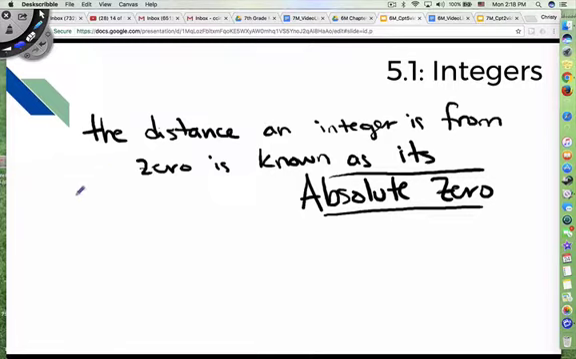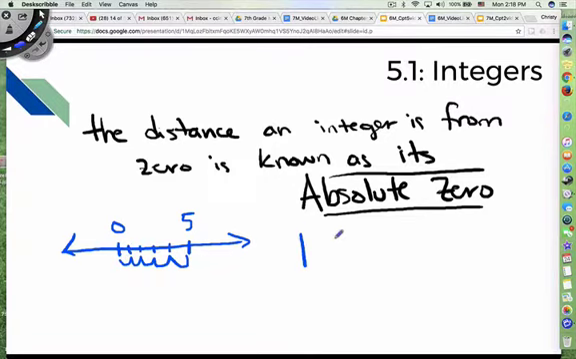Understanding what that means: if you have a number line, and here's 0, and here's 5, the distance that 5 is from 0 is 5, 4, 3, 2, 1, 5 steps away. You would have to move 5 steps back to 0. So the absolute value of 5, and the way that you write it is this. What is the absolute value of 5? It is 5. It's 5 steps away. So really think about that.